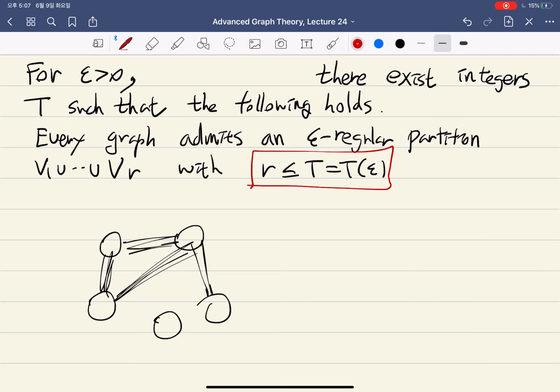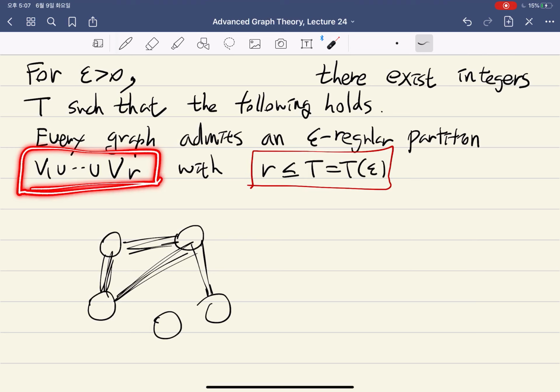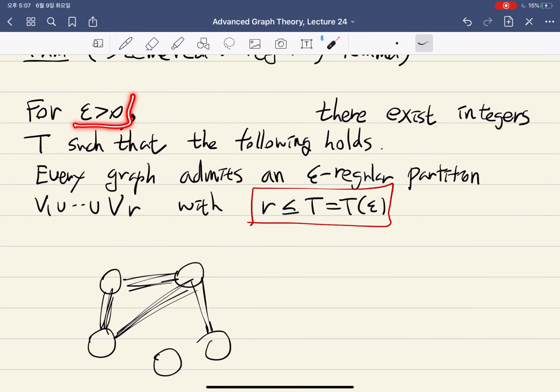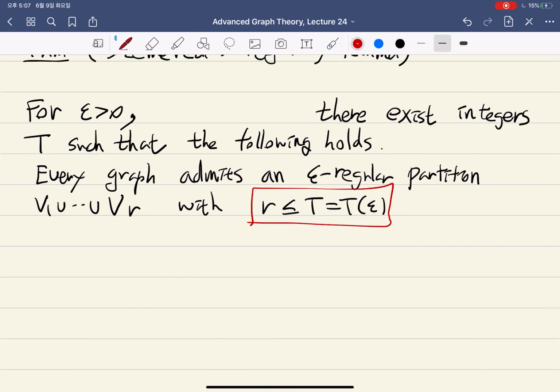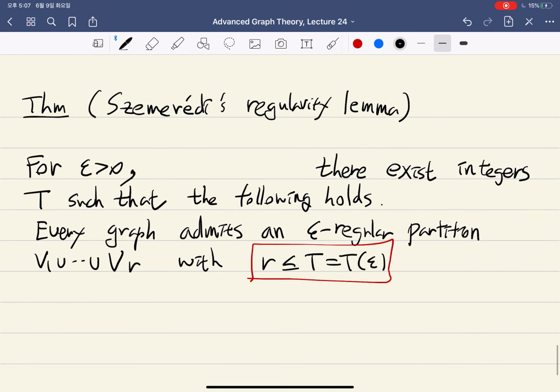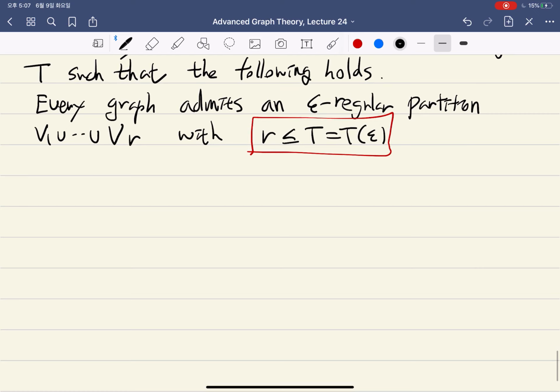And one of the good things is that this is a small partition, and this small partition carries asymptotically the same information about the original graph. If you allow some error in the information that you want, then instead of dealing with the original graph, you can actually deal with this smaller graph and get almost the same information up to a certain error. So that's the philosophical interpretation of why this regularity lemma is important.